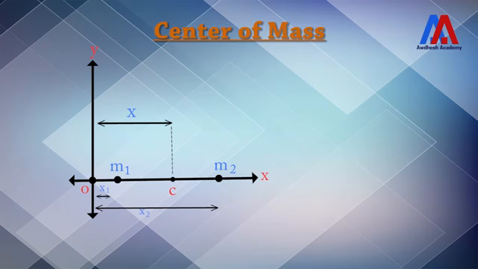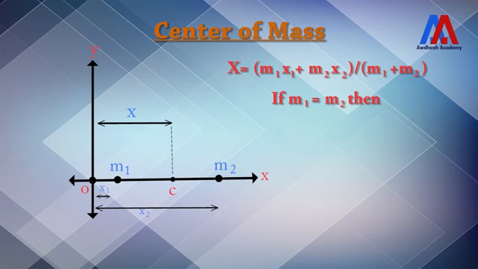So the center of mass in this case will be the point C, which is calculated by the following formula, that is x is equal to m1 x1 plus m2 x2 divided by m1 plus m2. If m1 is equal to m2, then we can see that the center of mass will be located at a distance x equal to x1 plus x2 divided by 2.